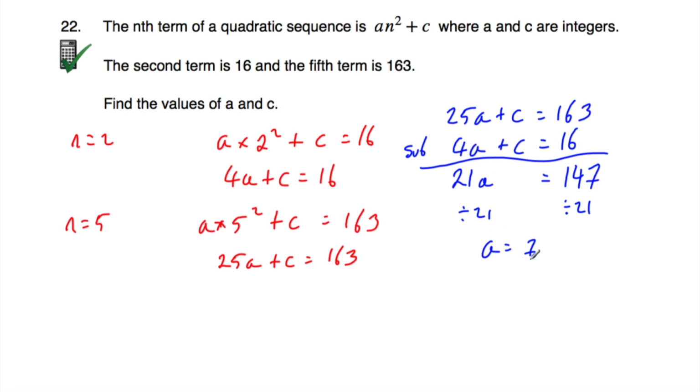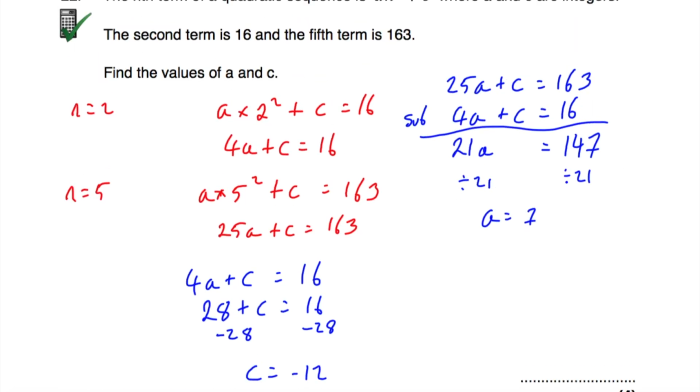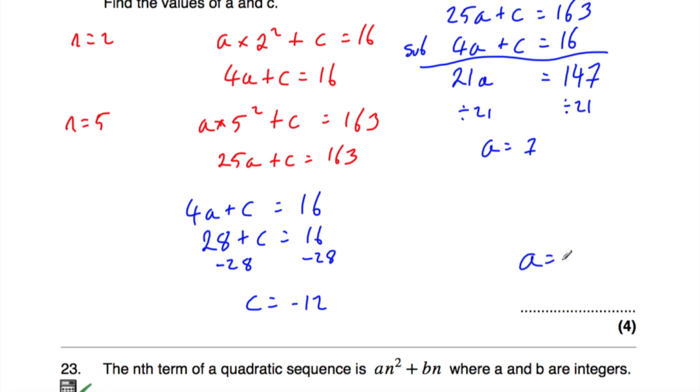Fantastic. So now we've got a is equal to 7, and we can substitute that into one of our equations and find c. I'm going to choose the bottom one here, 4a plus c is equal to 16. So let's write down 4a plus c is equal to 16. 4 times a, 4 times 7 is 28, plus c is equal to 16. We want to get rid of this 28, so let's take away 28 and take away 28. 28 take away 28 is 0, so we're left with c, and on the right hand side we've got 16 take away 28, which would be minus 12. So we've got a is equal to 7 and c is equal to minus 12. And the question asks us to find the values of a and c, so a is equal to 7 and c is equal to negative 12, and that's it.